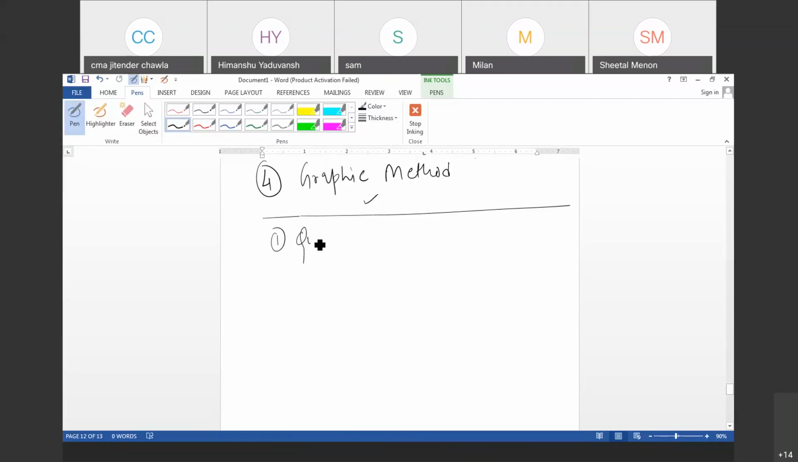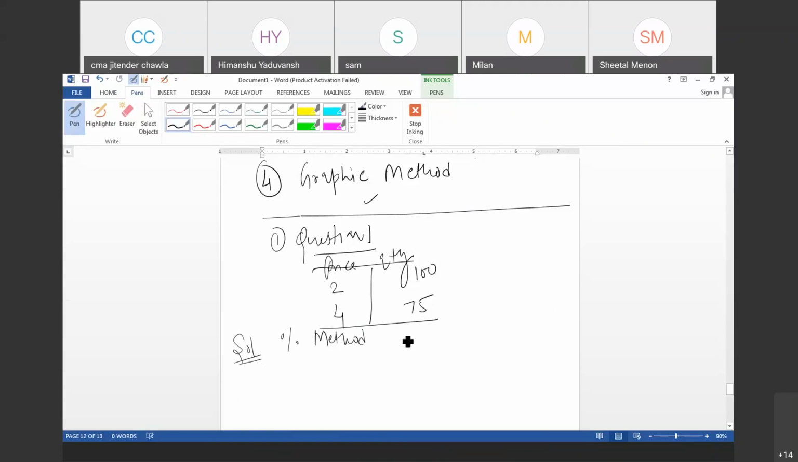Question 1. Price and quantity are given to me. For example, price increased from 2 rupees to 4 rupees. Quantity decreased from 100 to 75. Solution: when we talk about the percentage method as well as the proportional method, I'm doing the same question with two methodologies.